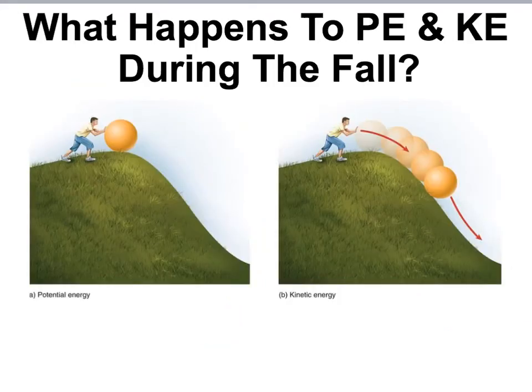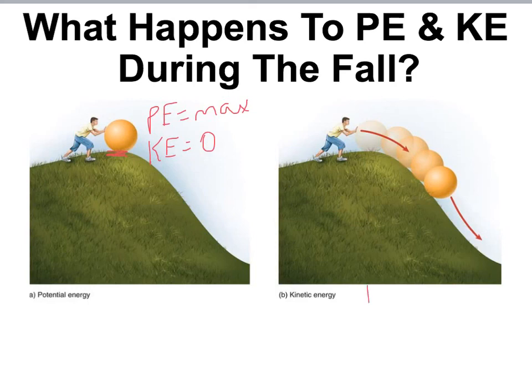Here's another example of the same thing. This man has a big ball on top of the hill, and this is when it's going to have its most potential energy. But since the ball is still, the kinetic energy is going to be 0. As the ball moves down the hill, it's going to lose potential energy, but it's going to be speeding up, so it's going to be gaining kinetic energy.